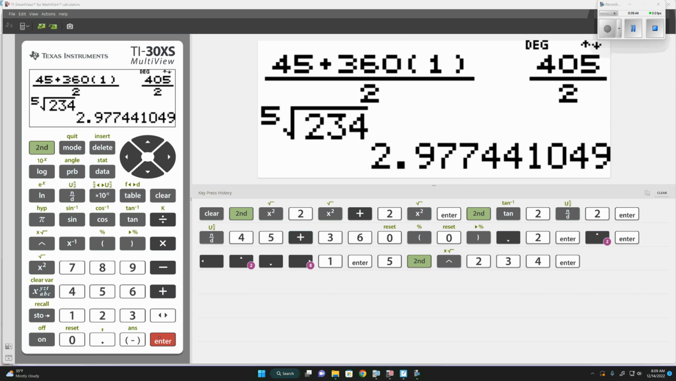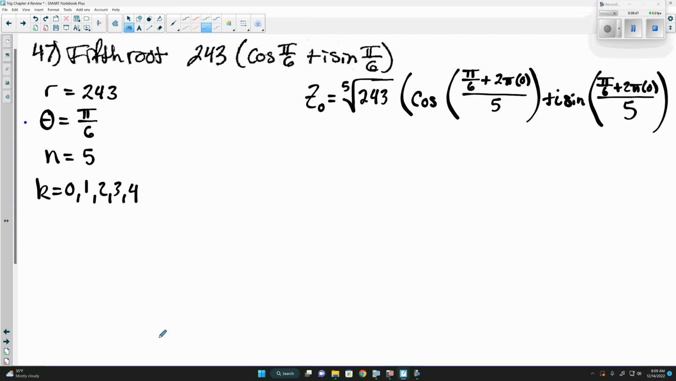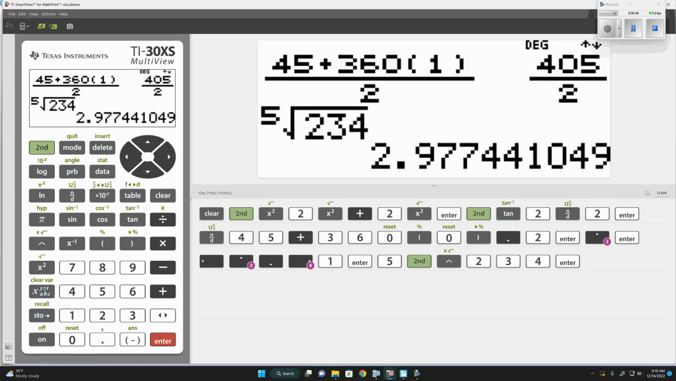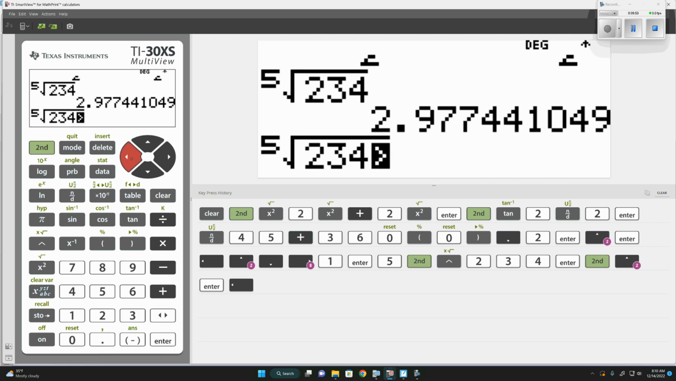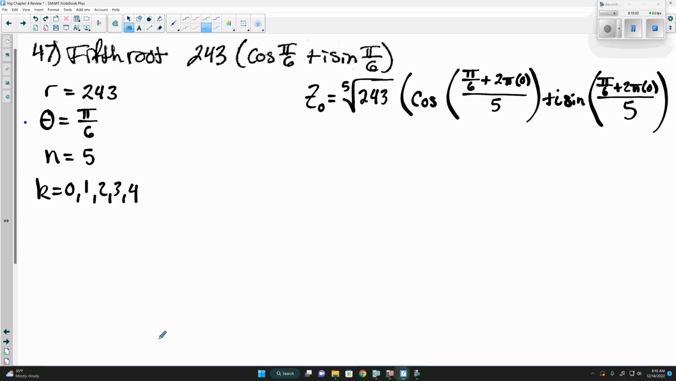Okay, so 243. Did I put 34? Yes. 243. Yes, thank you. That is nice to know, because from here on out we can say that that is 3. I didn't think past me was mean enough to put a decimal number on a fifth root.